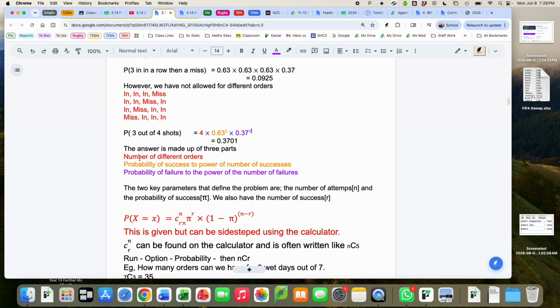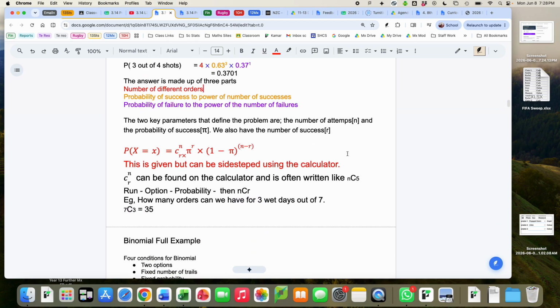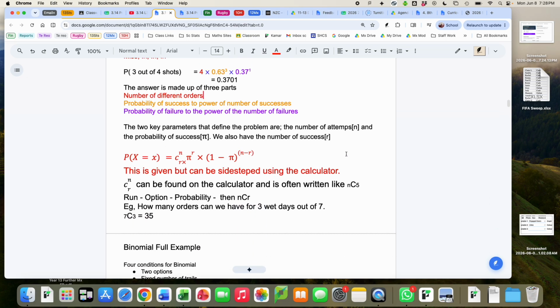So the answer is made up of those 3 different parts, and that's why I've gone fairly heavily into the color coding there. Although this will be covered by your calculator and sort of invisible, it's important to keep that in mind. The 2 key parameters that describe any problem are the number of attempts and the probability of success.